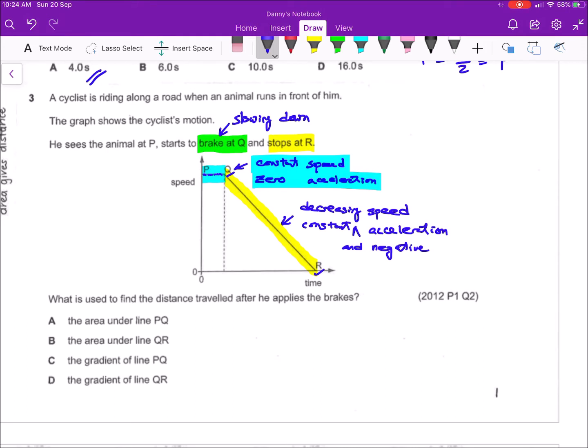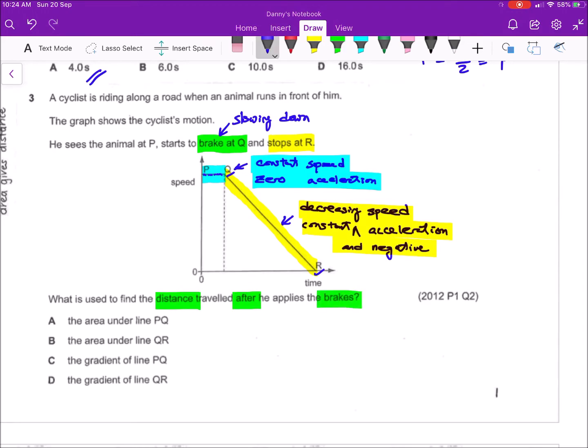Okay, so depending on how you want to study, you can either remember it as constant negative acceleration or constant deceleration, because it is slowing down. Okay, so now let's come back to the MCQ question. This question is asking you, how would you find the distance after he applied the brake?